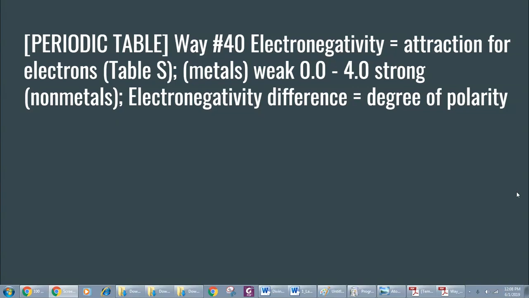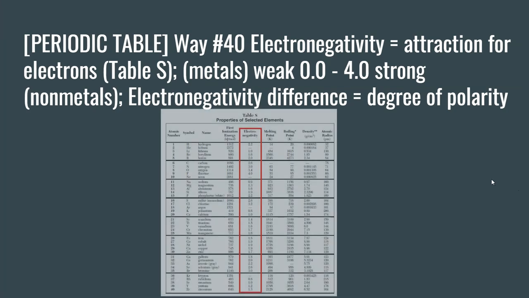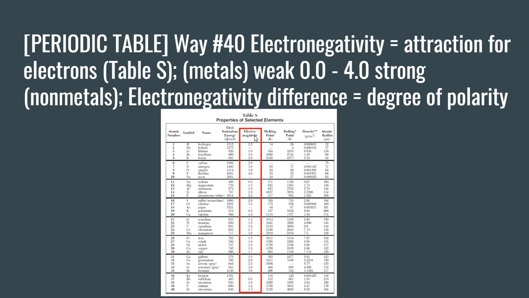Wave 40 deals with electronegativity, and its definition is the attraction for electrons in a chemical bond. Please note that whenever we need to find the electronegativity of a particular element, we can always use Table S. Table S lists the electronegativity of various elements on the periodic table.